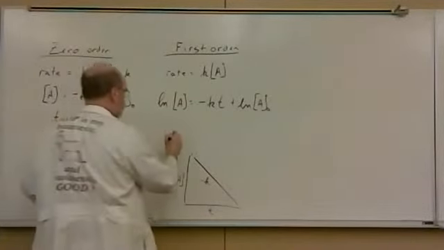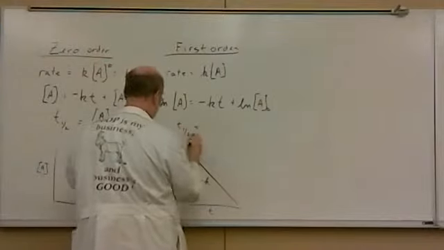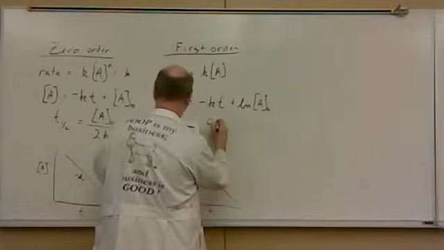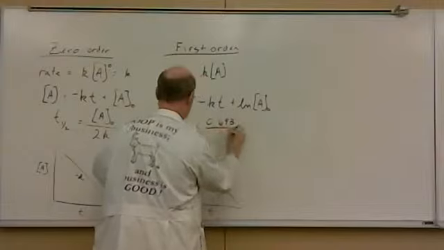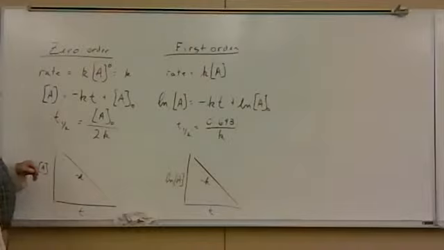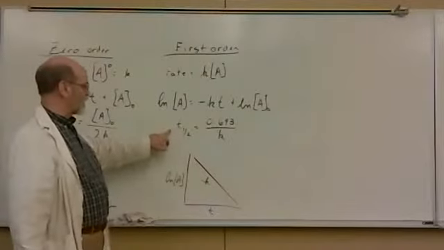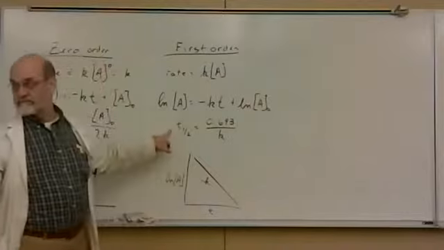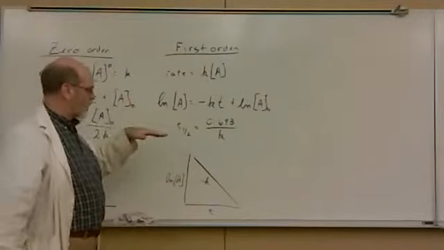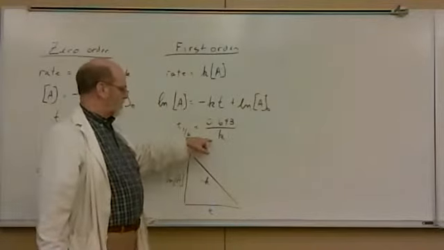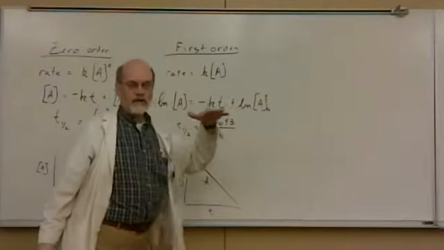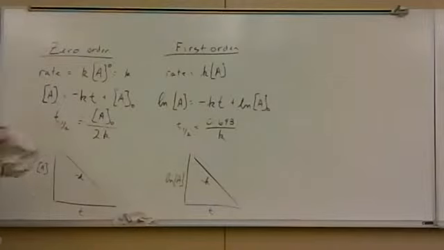Okay, now this one has a half-life expression as well, which is 0.693 divided by K. Notice that the half-life does not depend on the concentration of A. So no matter where you look in your data set as your starting point, the half-life is only dependent upon the K value. It doesn't depend on where you start.